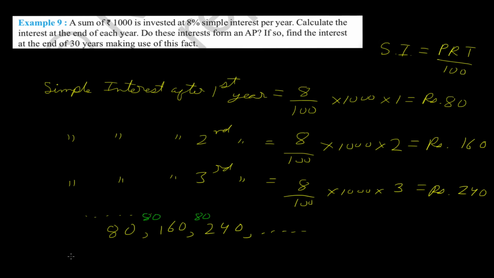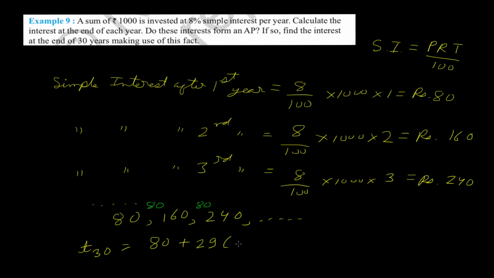Now the question says if they are forming an arithmetic progression, we need to find the interest after 30 years, which simply means that we need to find the 30th term. So it will be equal to the first term 80 plus 30 minus 1, n minus 1, 29 times d. The common difference is also 80. So if you take 80 as common, 80 times 1 plus 29, 30. 80 times 30 would be 2400 rupees. So this will be the accumulated interest at the end of 30 years.